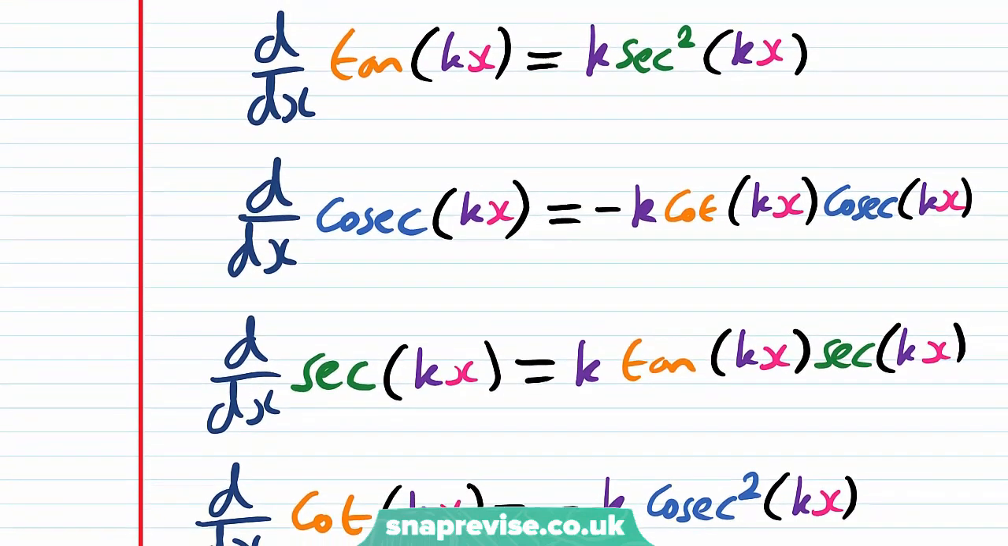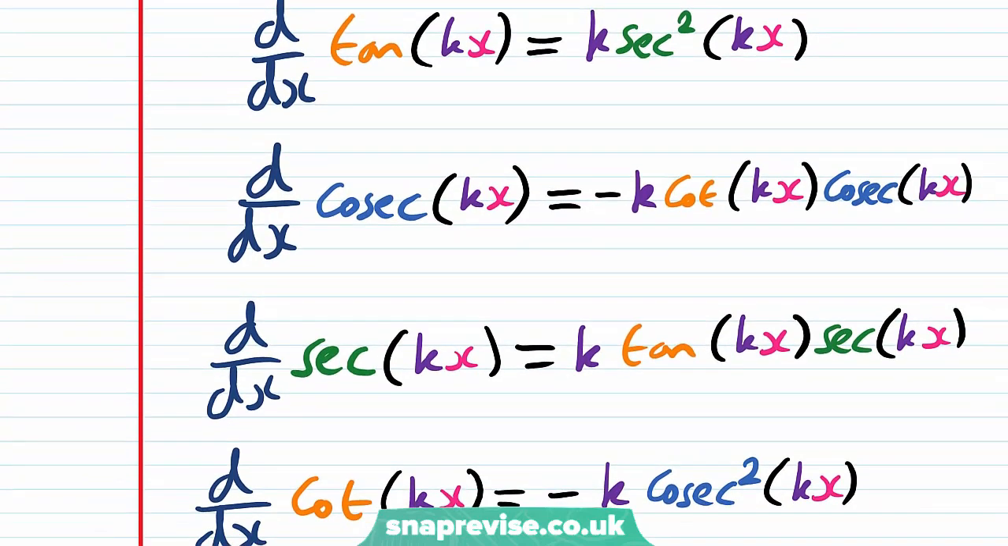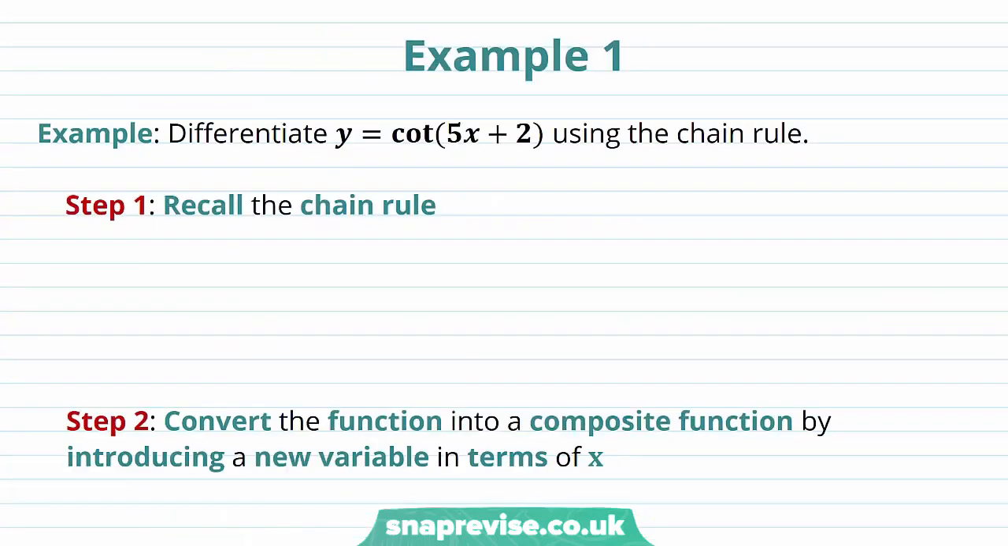These are the 4 rules corresponding to kx as the argument of these trigonometric functions, and when k is equal to 1, we get precisely the results we had before. Let's take a look at some examples.